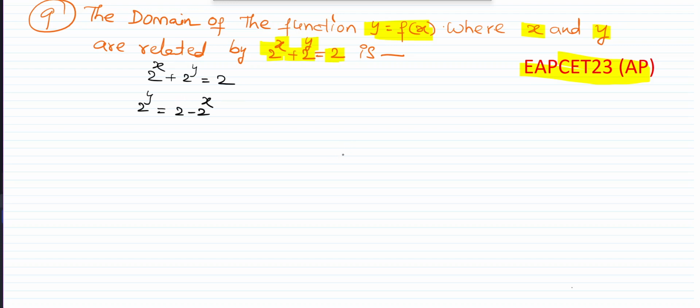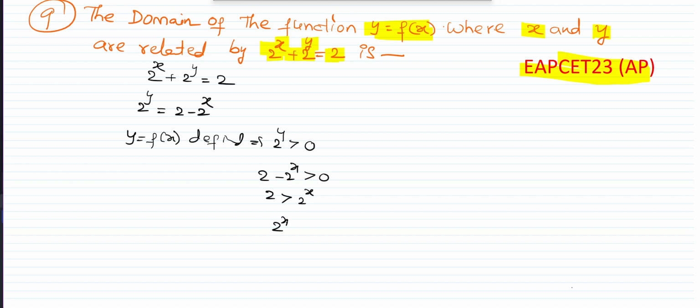So y is equal to f of x is defined when 2 power y is greater than 0. So this is 2 minus 2 power x greater than 0. This is 2 greater than 2 power x. So from this, 2 power x less than 2 power 1. From this, x less than 1. x less than 1 means the domain is minus infinity to 1. This is the domain: minus infinity to 1.